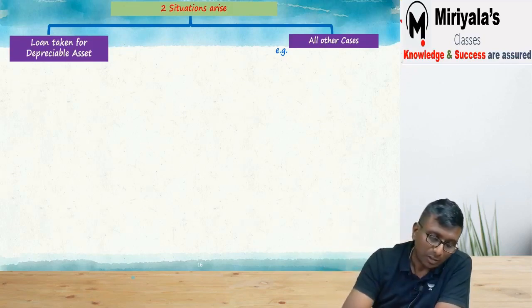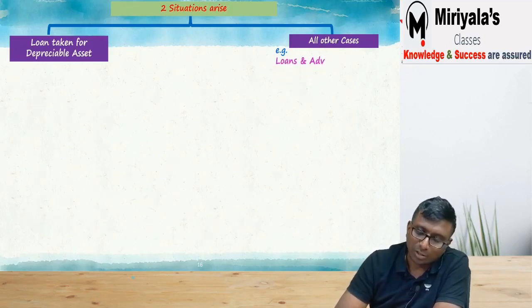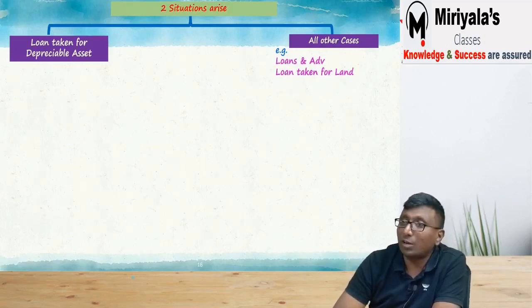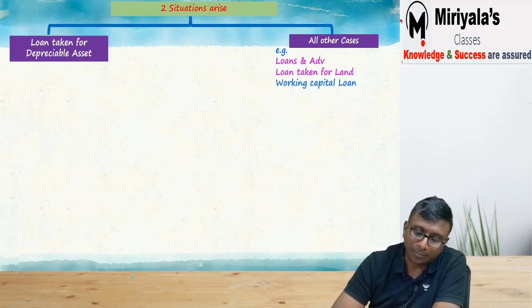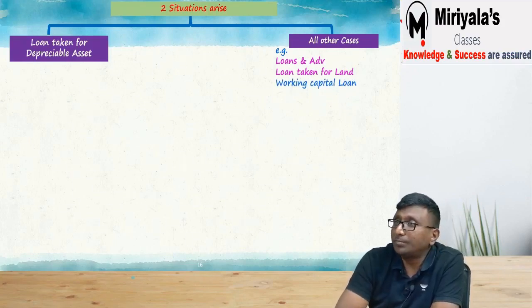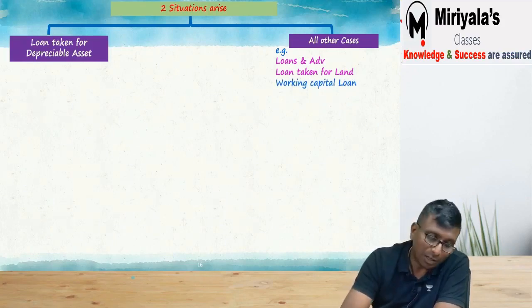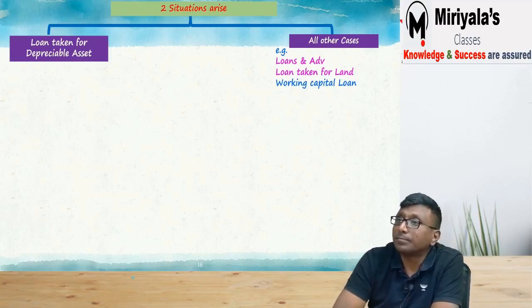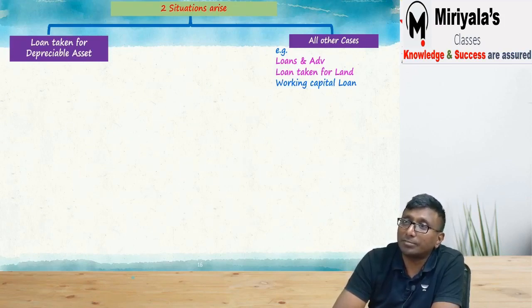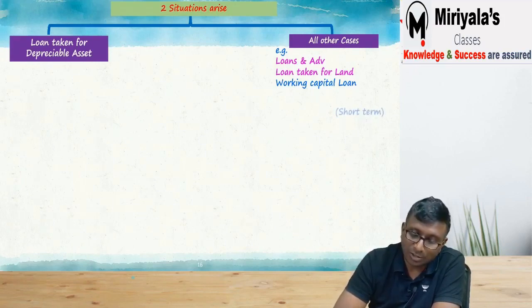Got it? So now the question. Loans and advances, loan taken for land, all these things will come here. What about a working capital loan? Will it come here or not? It will not come anywhere because it is not long term. Working capital loan, long or short? Short term, so not applicable. Right. So that won't come. Only the above two things will come.